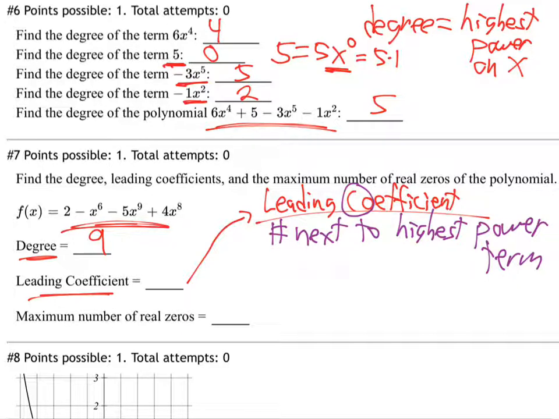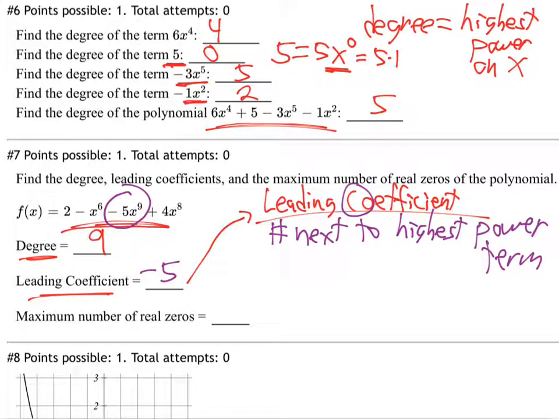So what would be the leading coefficient? First off, what's the most powerful term in that function? That one, right? And so what's the number in front of that most powerful term? Negative 5. Does that make sense what they mean? The leading coefficient is the number in front of the most powerful term.